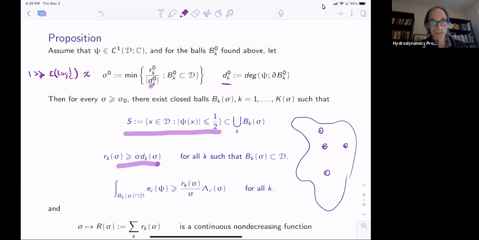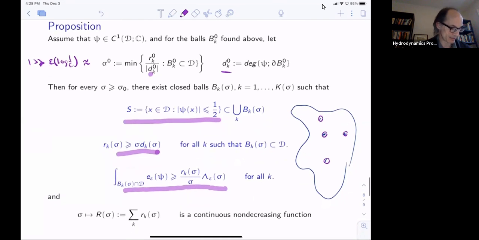And then we want it to continue to be true as we increase this parameter sigma. Here's the crucial property again. I'm interested in the lower energy bounds. This is the crucial property. And so this says that as I increase this parameter sigma, I always have a lower energy bound on all the balls. And then down here, this is less important and interesting. The sum of the radii is a continuous non-decreasing function. Okay, let's see what this one says.